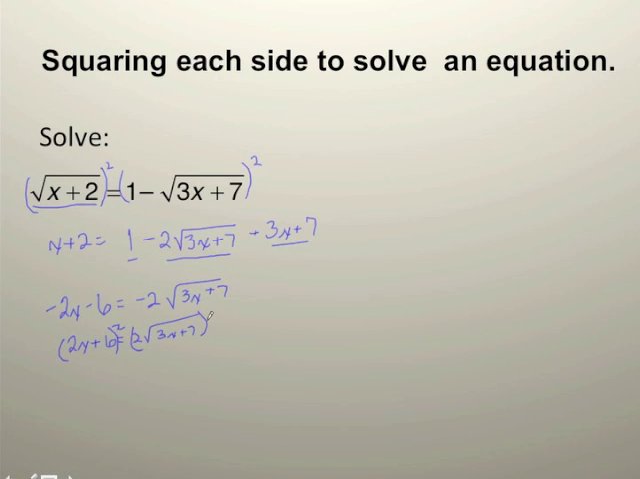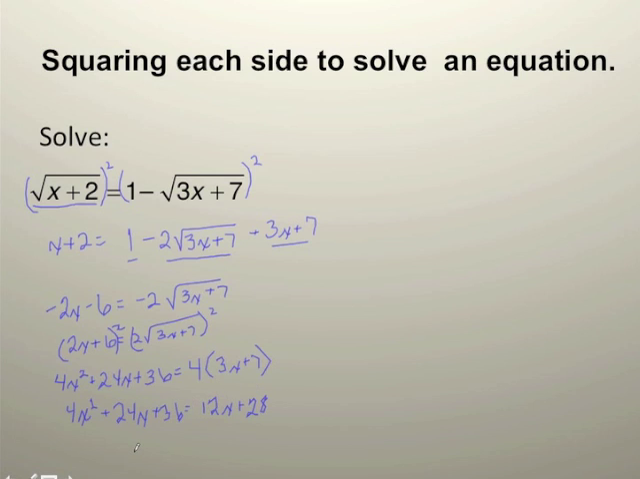Square each side. So 2x plus 6 squared. Square the first term is 4x squared. Multiplied together is 12. Double it, 24x, and square the last term, plus 36 equals 4 times the 2 squared, 3x plus 7. So 4x squared plus 24x plus 36 equals 12x plus 28.